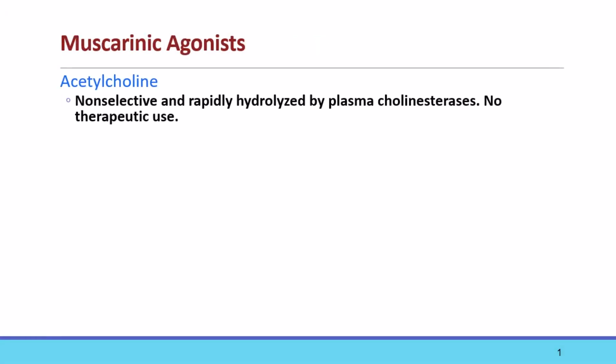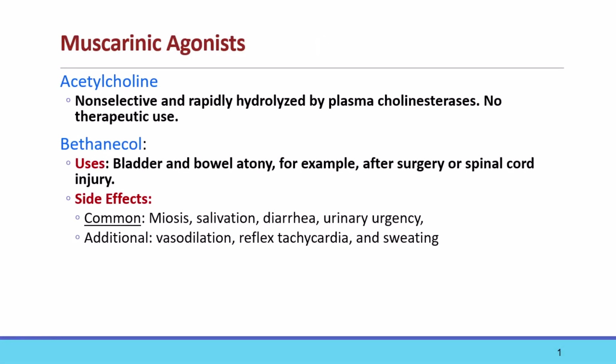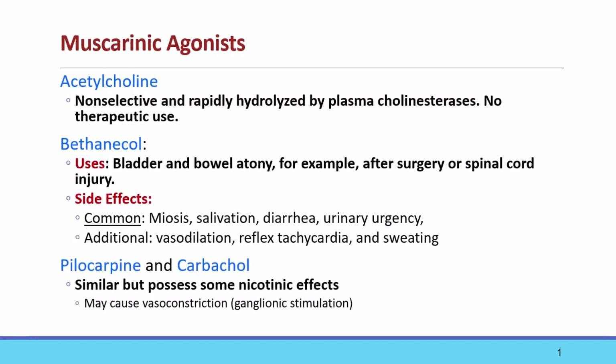Acetylcholine itself has no therapeutic use because it is rapidly degraded. Drugs like bethanechol are more stable and selectively stimulate muscarinic receptors, making them useful in conditions such as bladder atony. Pilocarpine and carbachol extend these effects and may also interact with nicotinic receptors, leading to broader physiological responses.